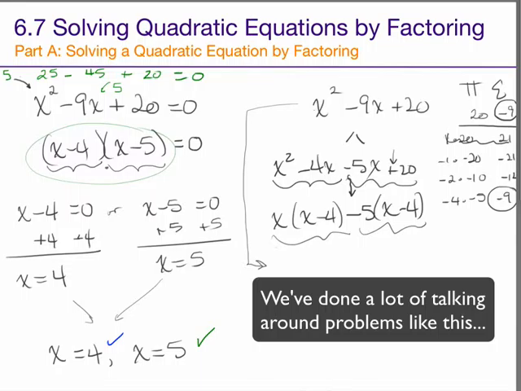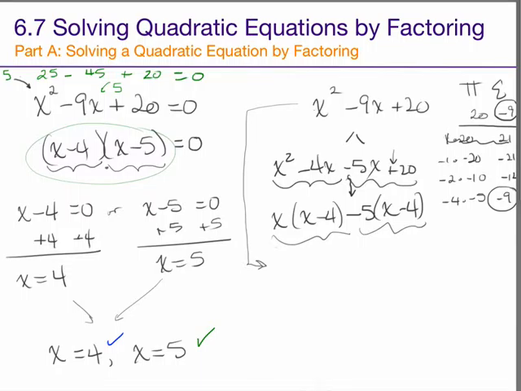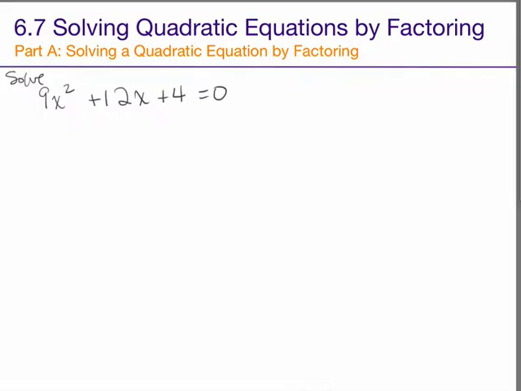Talking around problems like this. But in fact, the process is a lot simpler. Let's do another one, and you can see what I mean. This is the cleanest possible version of a problem like this. Solve the equation 9x squared plus 12x plus 4 equals 0.